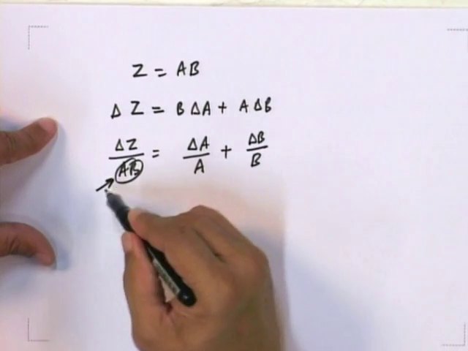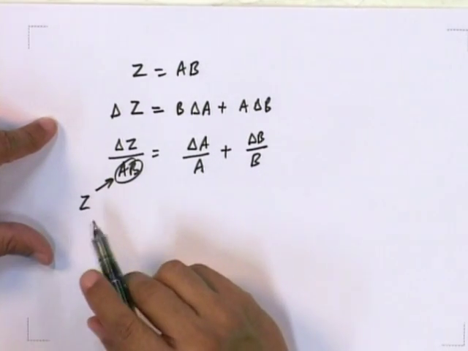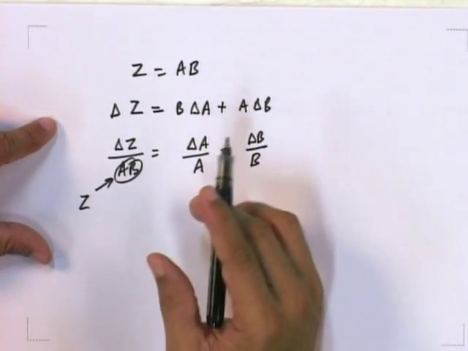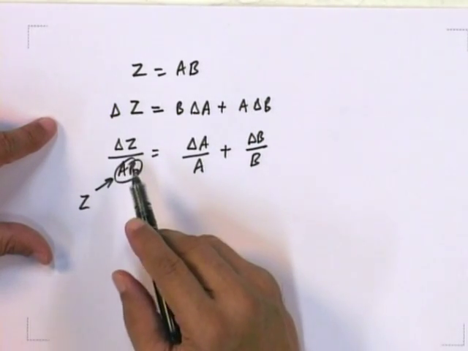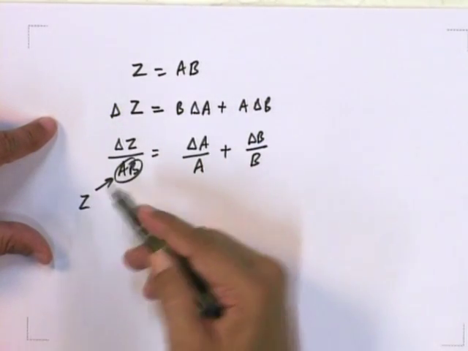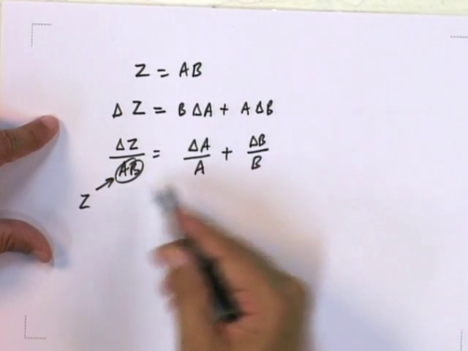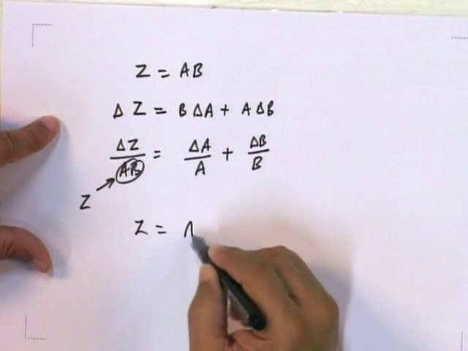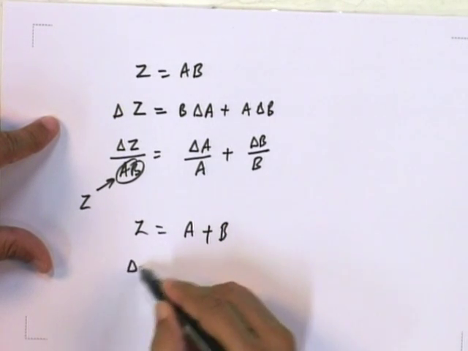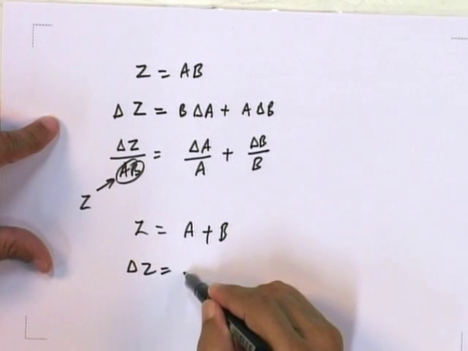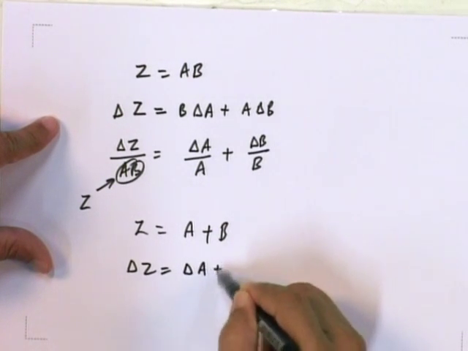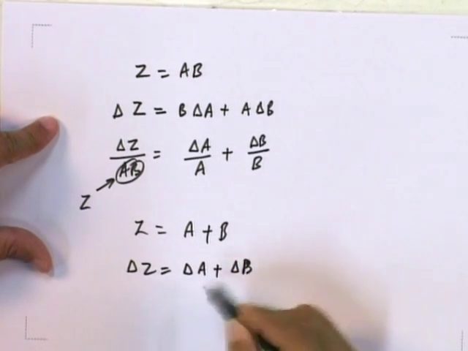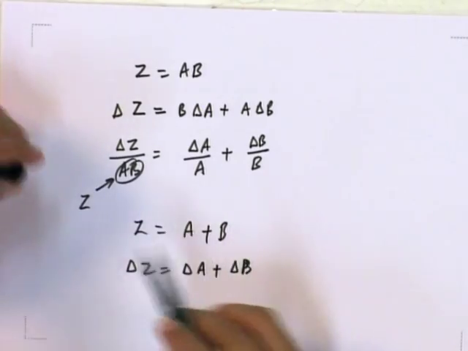But AB is nothing but Z. So delta Z by Z. So when you have a product, then relative errors can be estimated easily. Delta Z by Z is the percentage error or relative error. So the percentage error is the sum total of the percentage errors in each. Whereas if Z is equal to A plus B, then delta Z, the absolute error, is the sum total of the absolute errors. Okay, this is the difference between AB and A plus B. So one can work out similarly for A by B and more complicated functions shown on this slide.